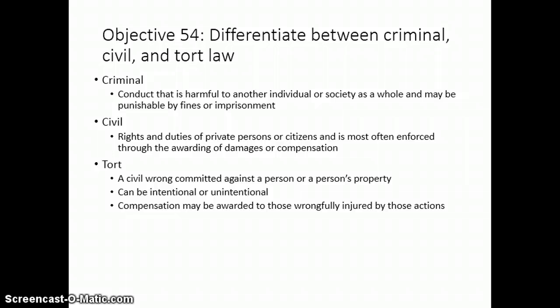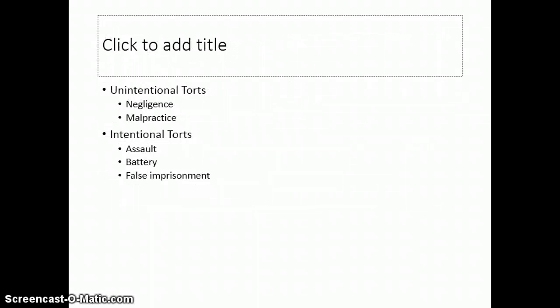So these are basically just pure definitions of what is criminal law, what is civil law, and what is tort law. You can also have unintentional torts, which would include negligence and malpractice, and intentional torts, which would include assault, battery, and false imprisonment.